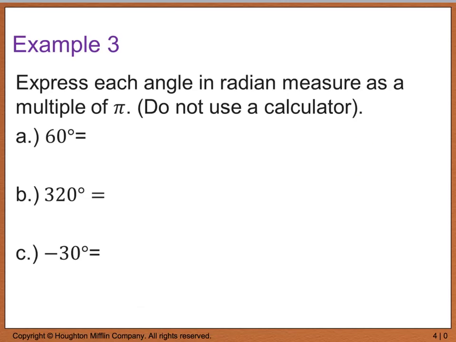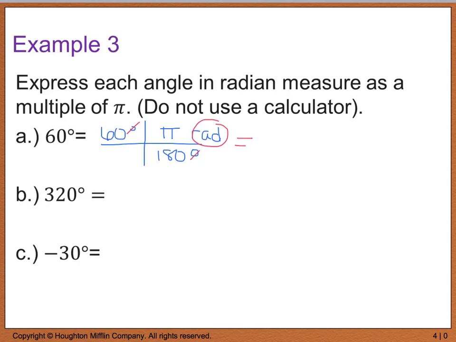Now, for example 3, we want to express each angle in radian measure as a multiple of pi. So I'm going to convert from degrees to radians, but I'm not going to use my calculator, and I'll show you why. In your science classes, you would typically set this up as 60 degrees, and I want to change my units from degrees to radians. Well, I know that degrees have to occur down here, radians have to occur in the top. I have pi radians for every 180 degrees. What I'm going to see then are my degrees are going to cancel, and my unit's going to be radians.